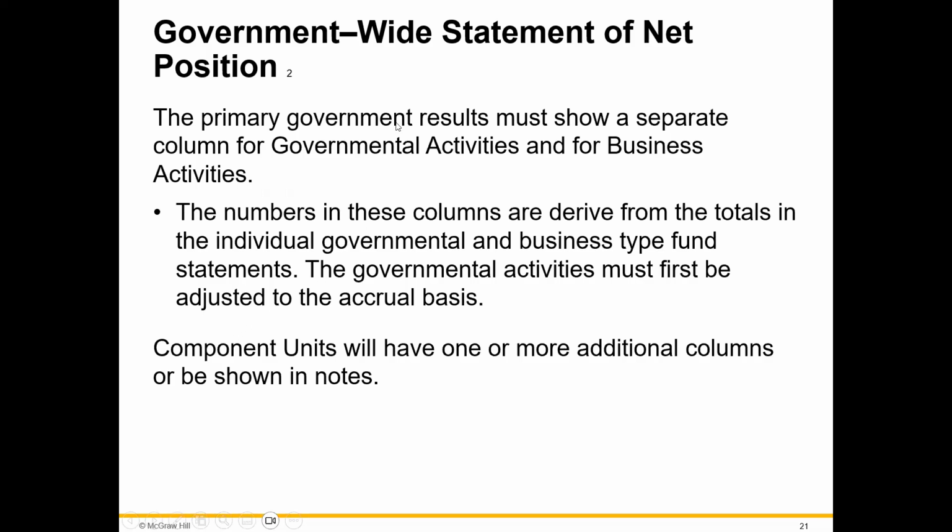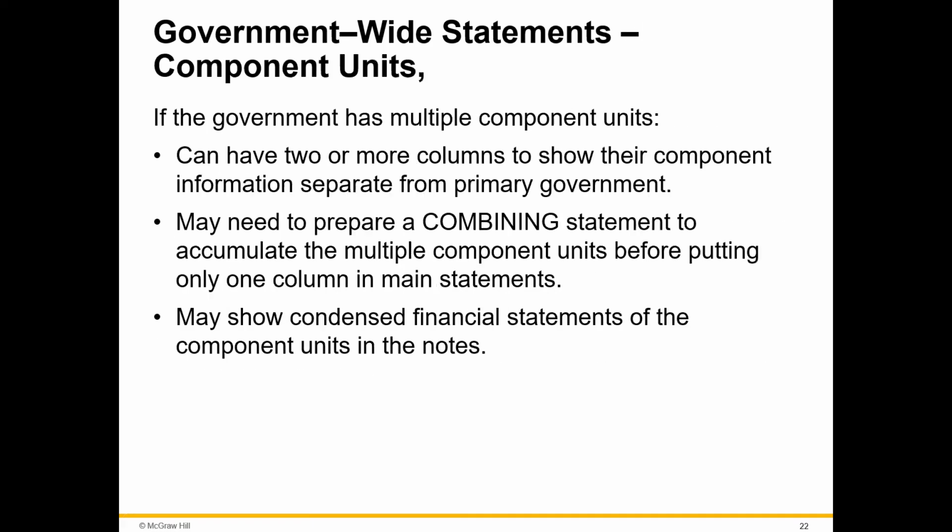Primary government results must show a separate column for governmental activities and for business activities. So you've got your government, typically the public safety, your parks and rec, so on and so forth. But then you have some places where you'll have business activities, like your civic center. Your parks and recs do show some business-type activities because there's charges for being part of the programs. Your water and sewer may have some charges. Okay. If the government has multiple component units, you can have 2 or more columns to show their component information separate from primary government, or you can also combine them.